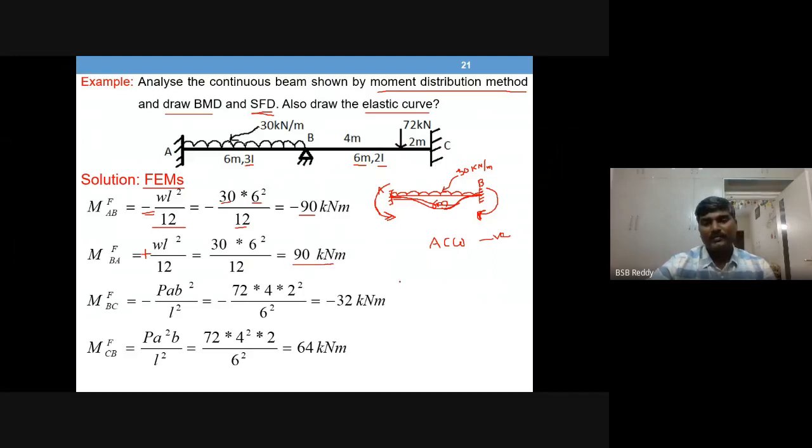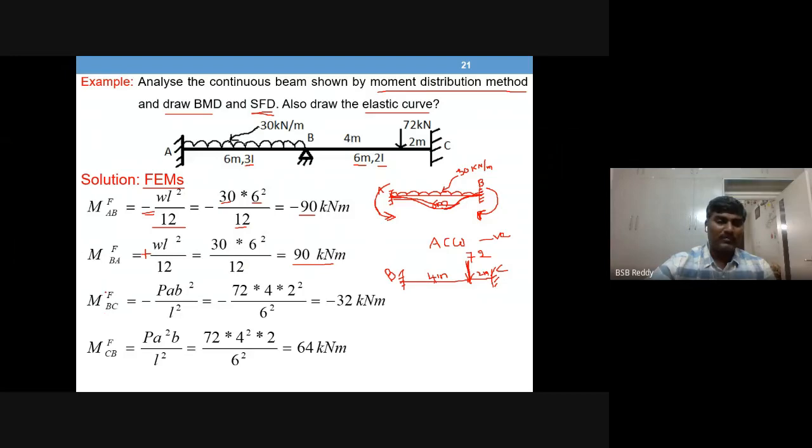Coming to BC, make the beam a fixed beam. At 1/3, you have a point load of 72 kilonewton. This is 4 meters from left and 2 meters from right. So B and C.